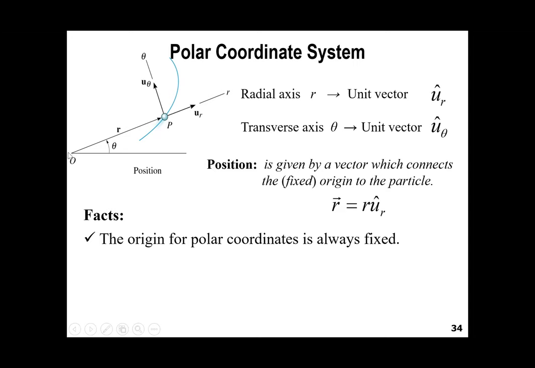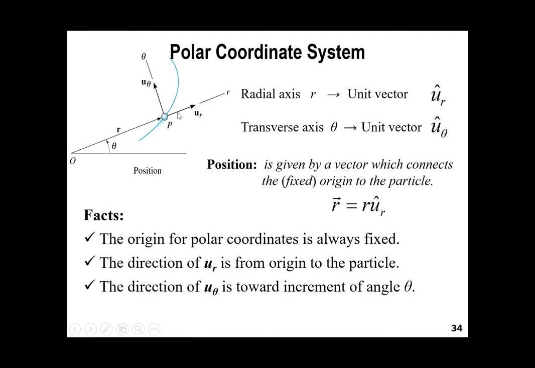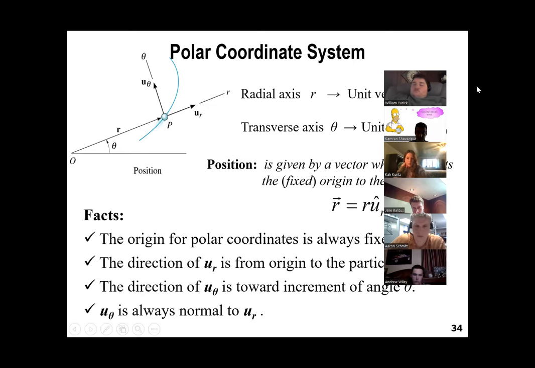Remember, O is always fixed. Unlike the center of curvature in normal tangential that would move along with the path, this O is always fixed. UR is from origin to the point going outward. U theta is perpendicular to R with direction of increasing theta, and UR and U theta are always perpendicular to one another, as I mentioned. So these are the four characteristics of polar coordinate system. Any question? Heise, you're good? Okay.